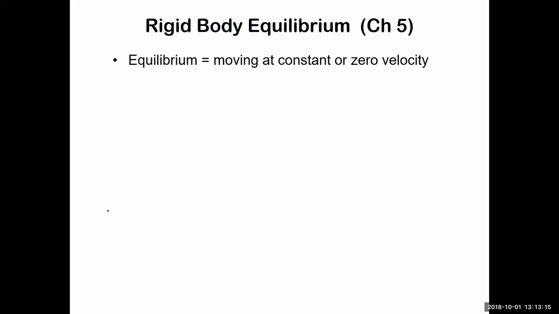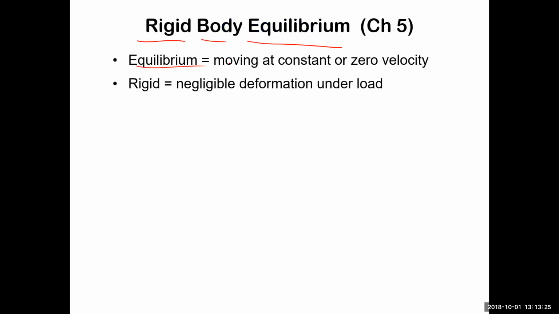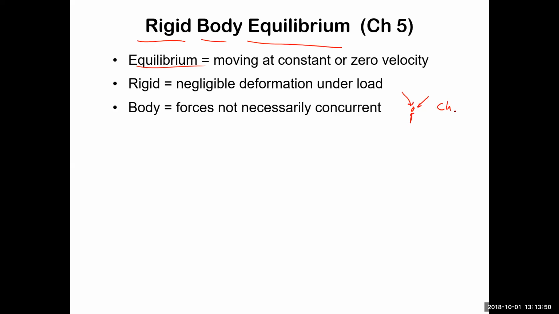When a body is in equilibrium, it's either moving at a constant velocity or it's not moving at all. And we're looking at this class of problems, which I call rigid body equilibrium problems. And equilibrium is that notion of stability, of constant velocity, mostly 0 in this case. In statics, it's always 0. Rigid means that it's not deforming under a load. It's not going to bend at all. And by saying it's a body, that means the forces are not necessarily concurrent. Concurrent forces were what we did in chapter 3.